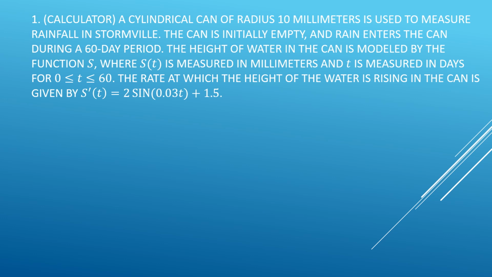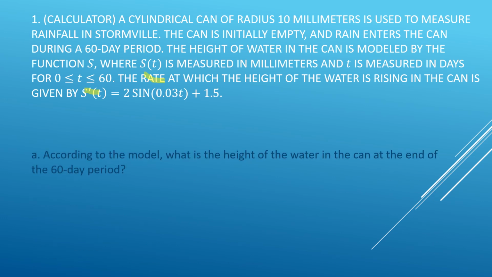The rate at which the height of the water is rising in the can is given by S prime. So notice that this is a derivative because we're talking about a rate. All right. So that's important to note that S is the height, whereas S prime is the rate.